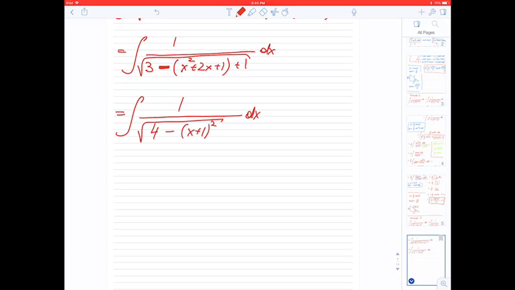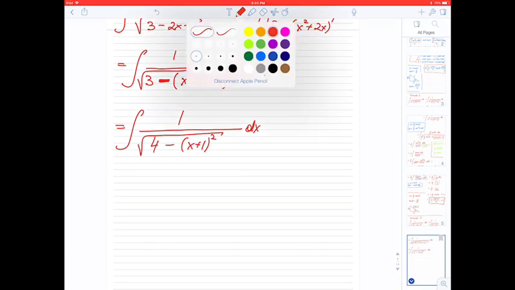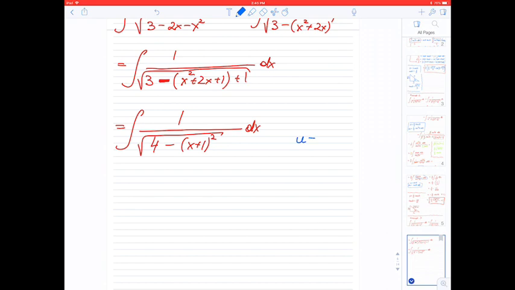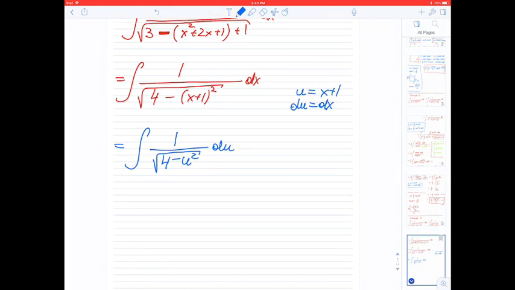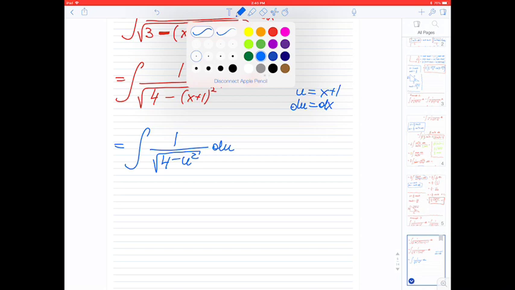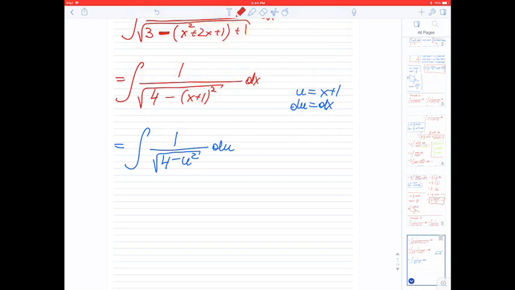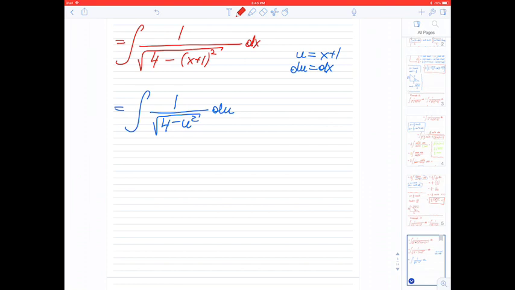Excellent. Now I can almost see. Maybe just to be a little bit easier, I will let u be x plus 1. This is linear, du is dx, and I can rewrite the integral in terms of u. Just for you to see nicely the substitution, the trigonometric substitution. Okay, that means the trigonometric substitution is telling me that I will let u be 2 sine theta. du is 2 cosine theta d theta.